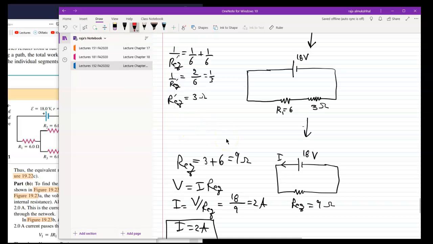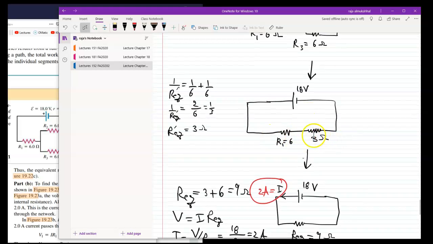So we start from here. We said that the current here, this current right here, is equal to 2 amp, right? We got it to be 2 amp right there, guys. Is that right? Now I'm going to work backwards. So now I'm going to look at this circuit right here.